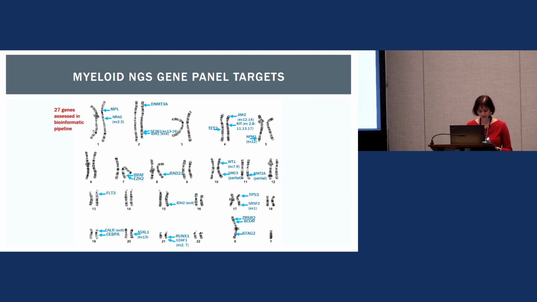So to investigate some of these genetic mutations, our laboratory launched a Myeloid NGS panel in 2017. We looked at 27 different genes in our bioinformatic pipeline, and these are the locations of those genes. All of these genes were recommended through Cancer Care Ontario for analysis in patients with complex malignant hematology, including MDS and AML.